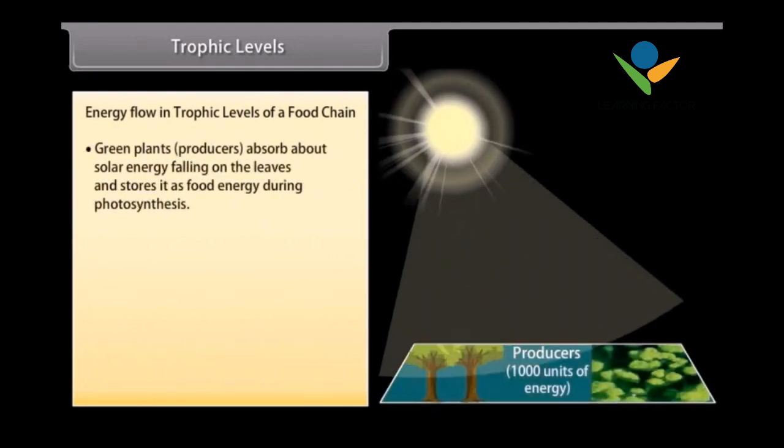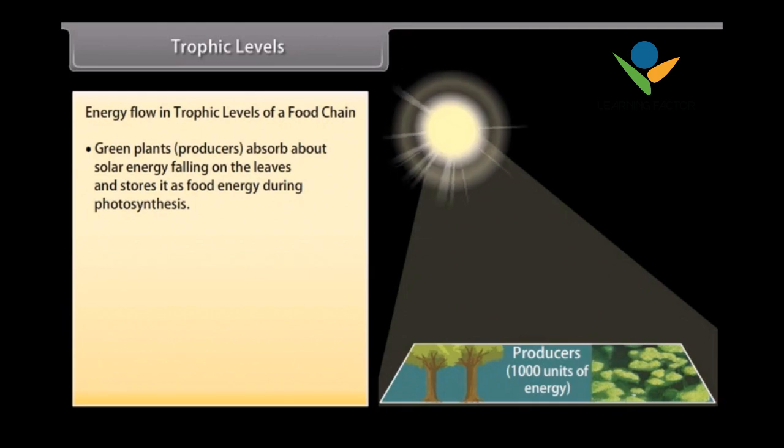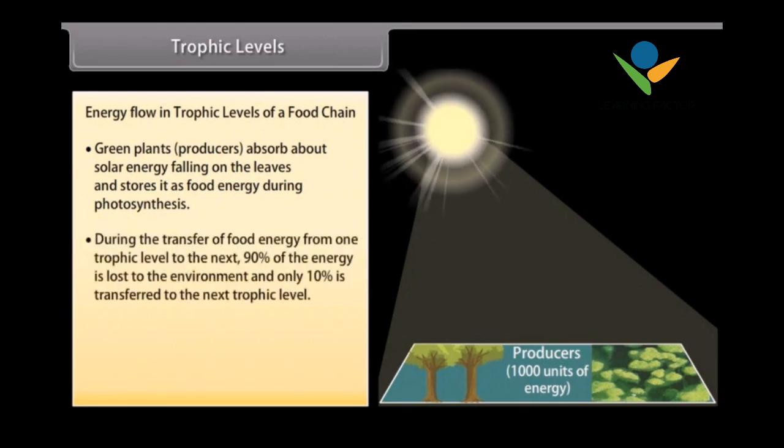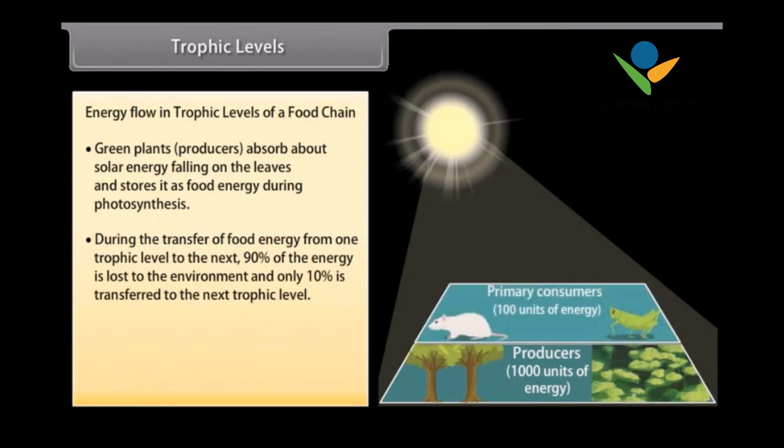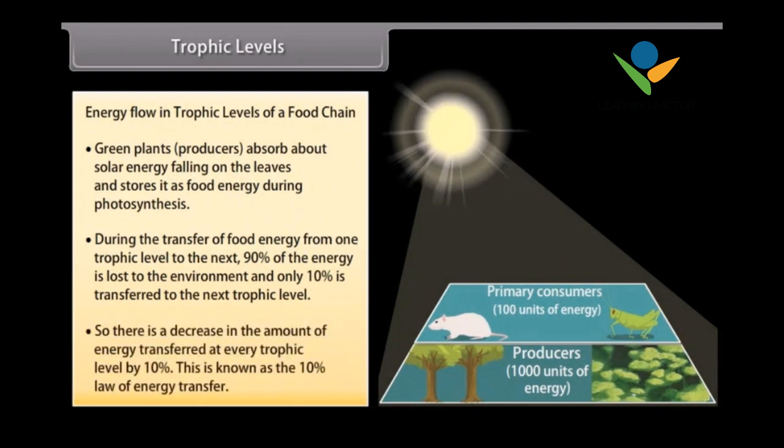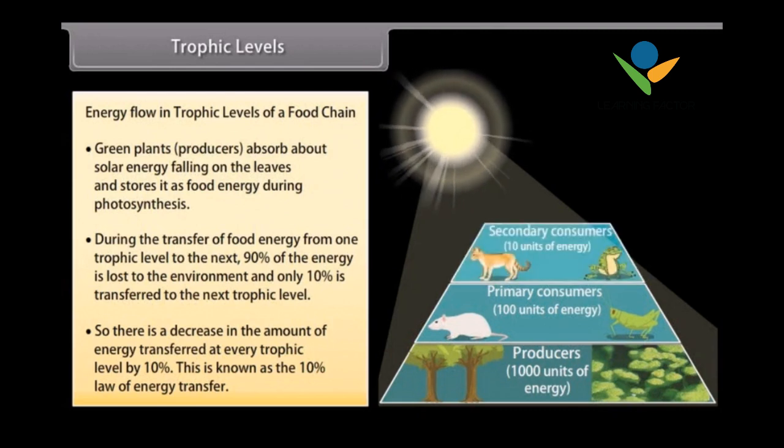Trophic levels. Energy flow in trophic levels of a food chain. Green plants, producers, absorb about 1% of solar energy falling on the leaves and store it. During the transfer of food energy from one trophic level to the next, 90% of the energy is lost to the environment and only 10% is transferred to the next trophic level. So, there is a decrease in the amount of food energy transferred at every trophic level by 10%. This is known as the 10% law of energy transfer.